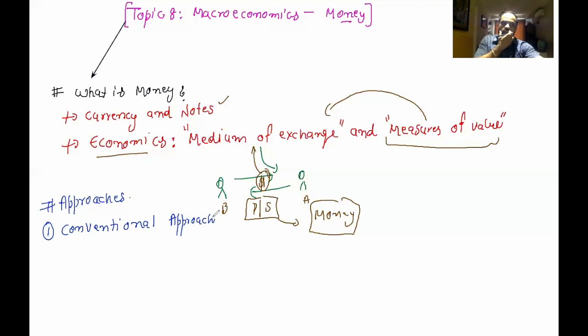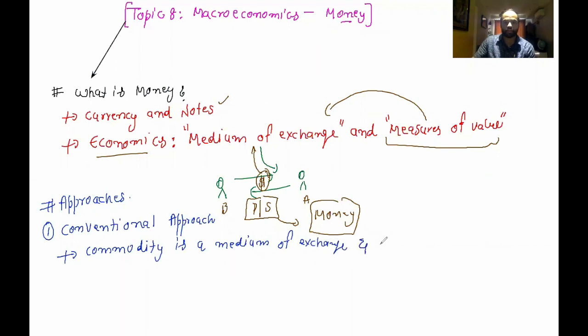Under the conventional approach, the meaning of money is a commodity. Commodities means items that we normally consume in our daily lives, anything that we consume in our daily life. So a commodity is a medium of exchange and a measure of value. This is the conventional approach.